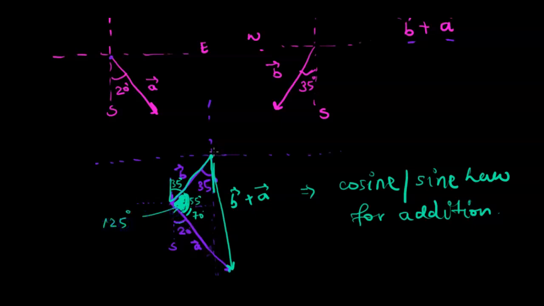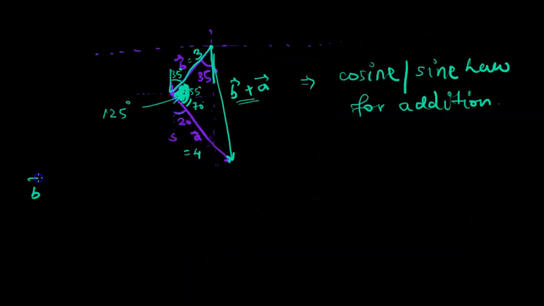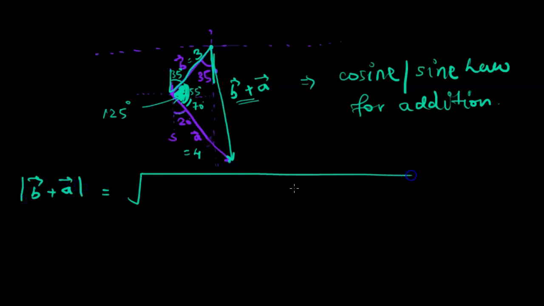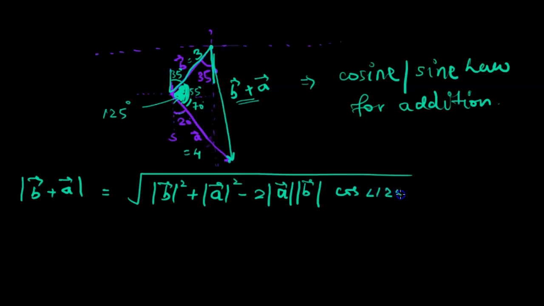Now if we want to find out the resultant, we would use the cosine law because we know this value is 3 and we know this value is 4. This is the magnitude that we are looking for. So we can write the magnitude of vector B plus A is the square root of vector B's magnitude squared plus vector A's magnitude squared minus 2 times vector A's magnitude times vector B's magnitude times cosine of angle 125 degrees.